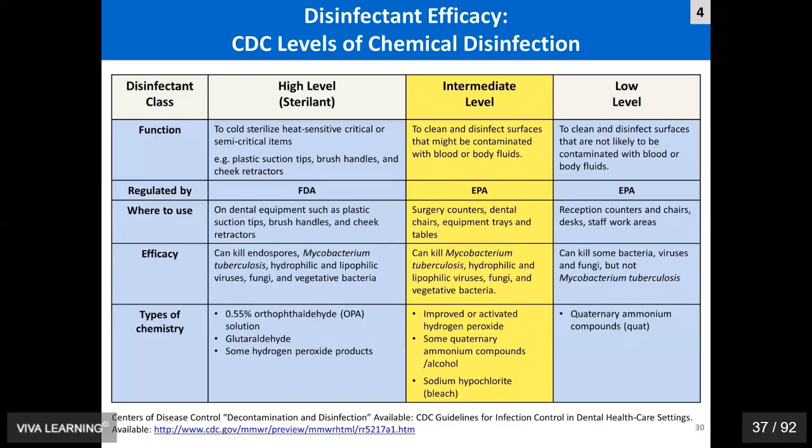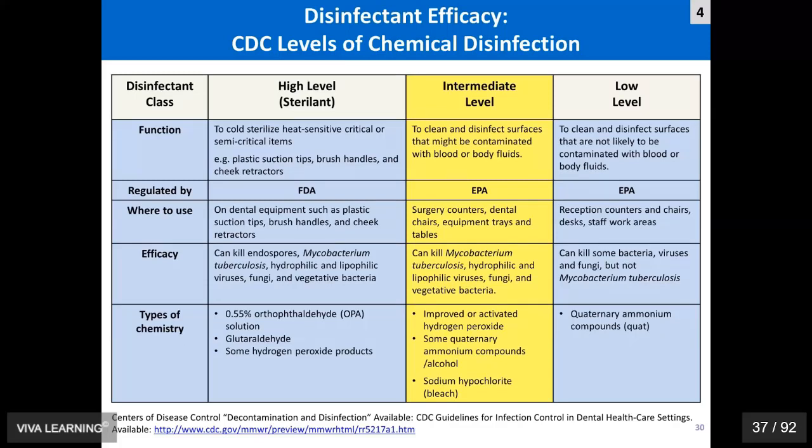Regarding efficacy, what's the real difference here? A high level disinfectant or a sterilant can kill endospores. It can kill Mycobacterium tuberculosis. It can kill both hydrophilic and lipophilic viruses, fungi, vegetative bacteria. Or intermediate level, which is again what you're going to be using pretty routinely, it can kill TB, hydrophilic, lipophilic viruses, fungi, vegetative bacteria. Or low level, it kills some bacteria, some viruses and fungi, but not TB. TB is kind of a reference norm here for the ability to kill because it's difficult to kill.